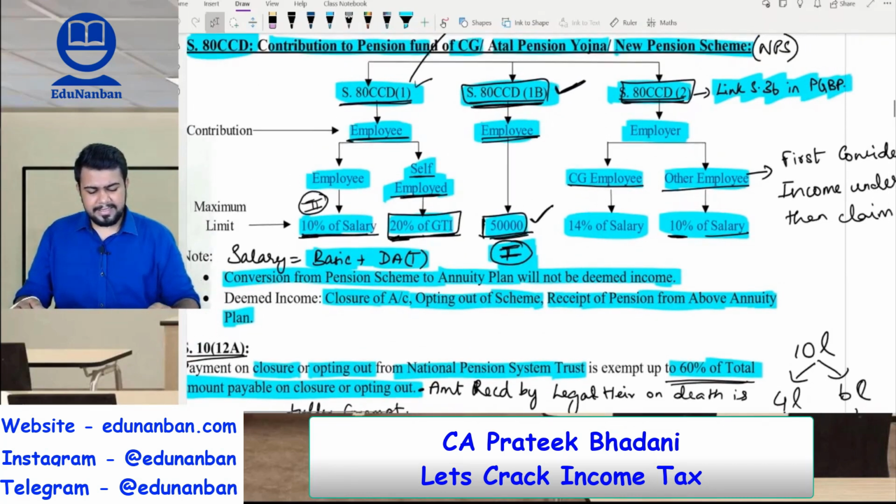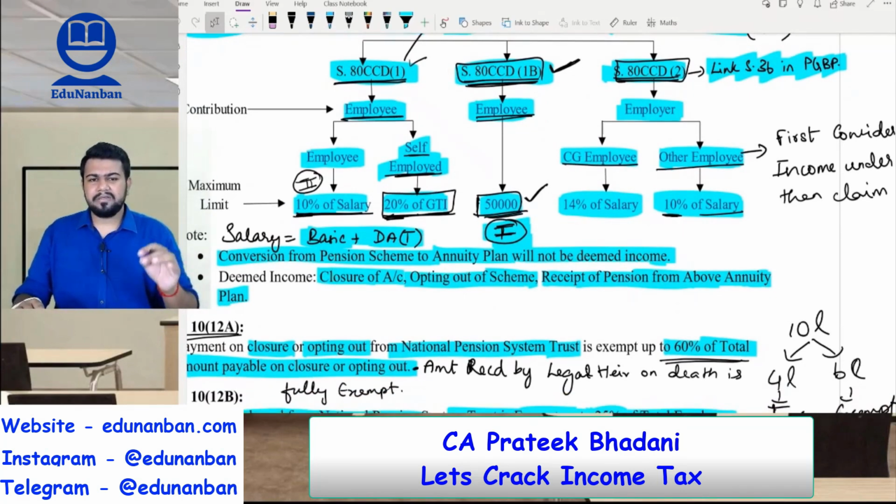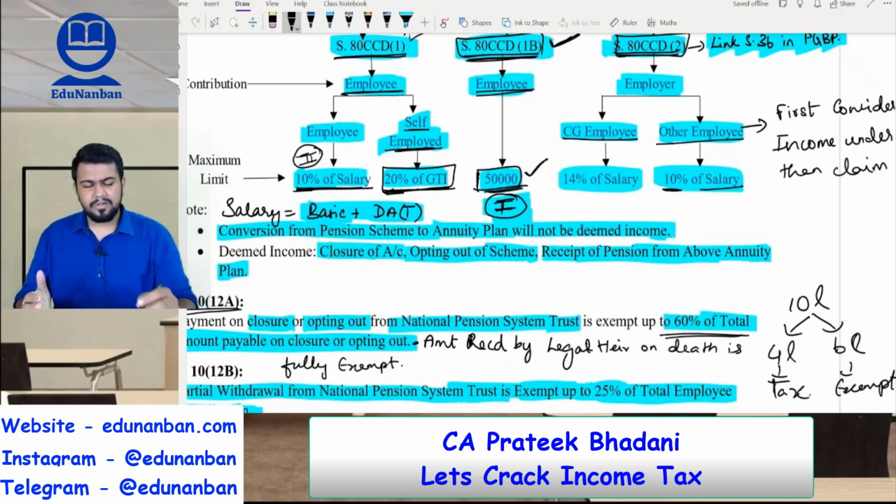Fine. Next, there is section 80CCD subsection 1B, which is also for employee contribution, and the maximum limit is 50,000. So 80CCD(1) is also employee contribution, and 80CCD(1B) is also employee contribution. Nowhere is it mentioned that 80CCD(1) should be claimed first and 1B second. Hence, you can claim it in any order. So if there are many deductions and 80CCD(1B) is also available, then claim 80CCD(1B) first and then claim 80CCD subsection 1, so that you can get the maximum benefit.